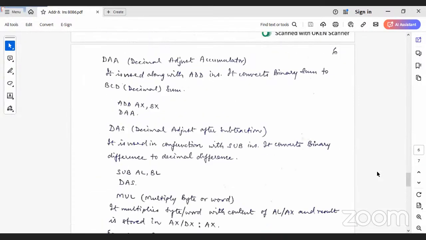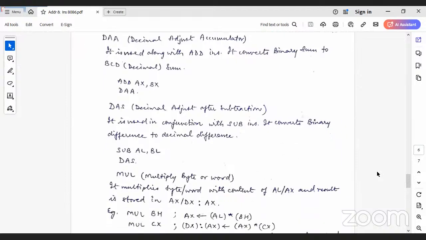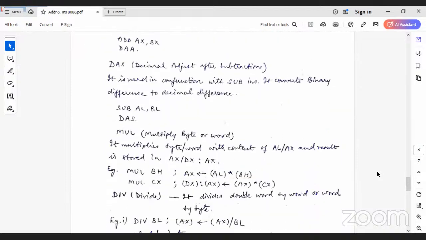No, ma'am, in our textbook also they didn't give any example of rotate left, rotate right. And it is there in 8085. I remember I told you. Okay, don't bother about that.